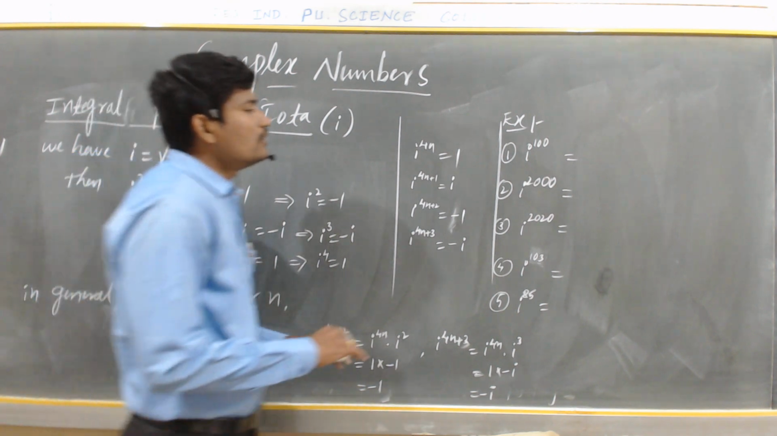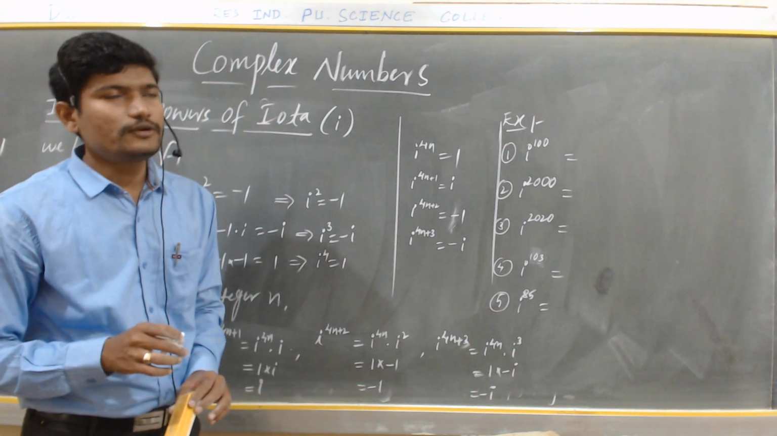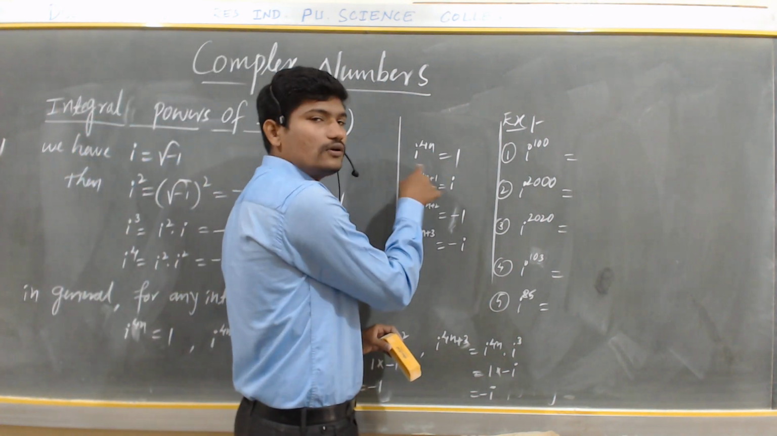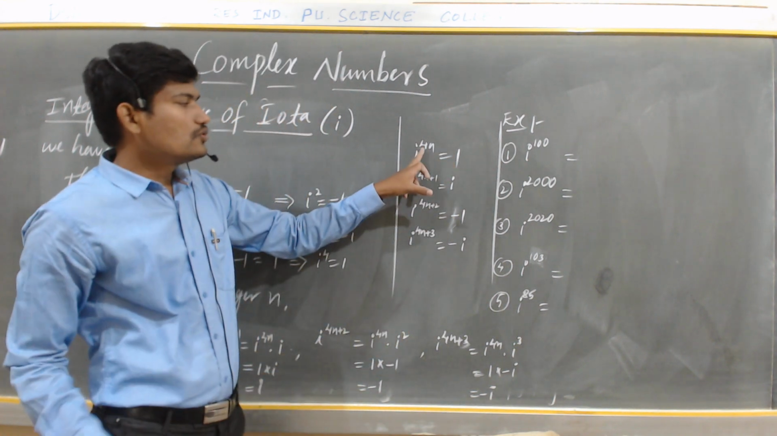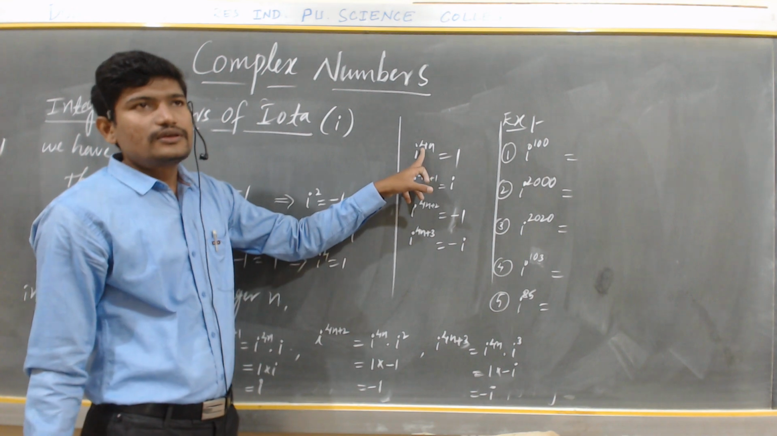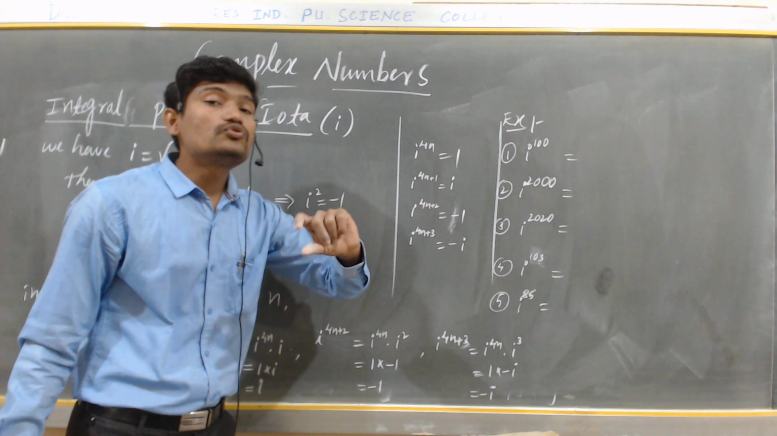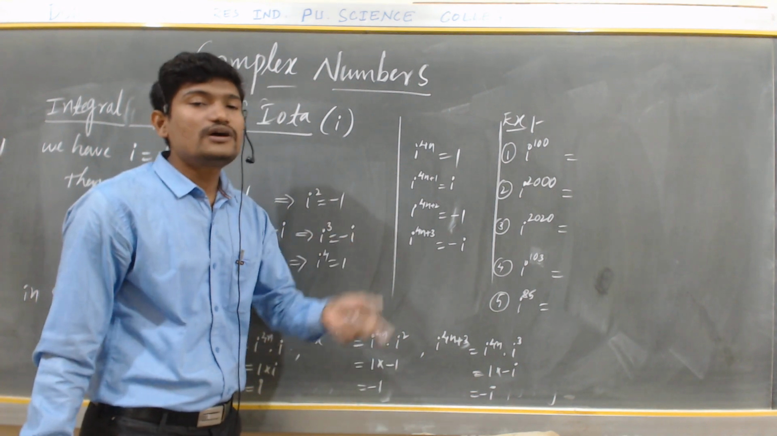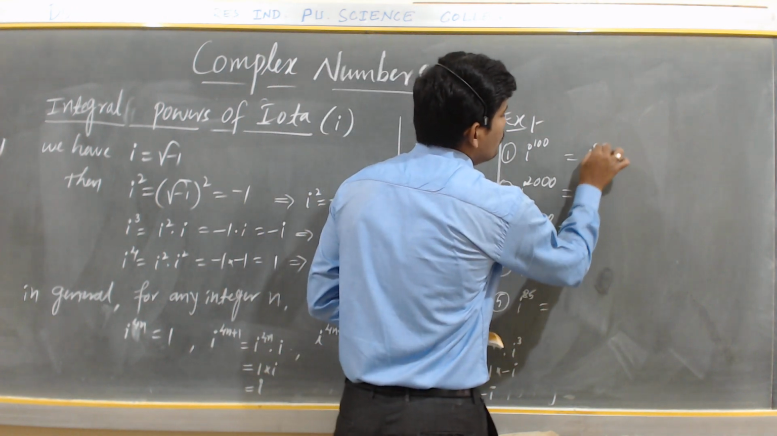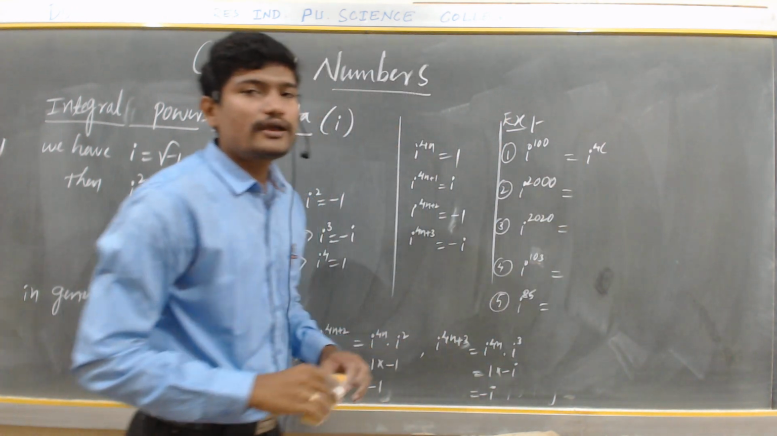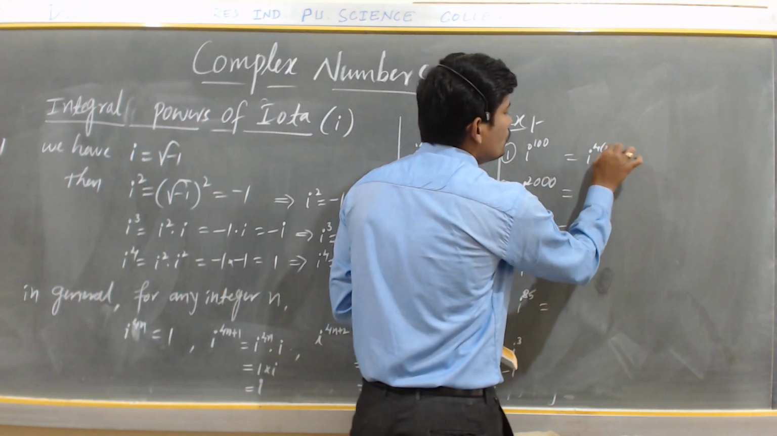Now listen here. i to the power of 100 is there. We will solve it with the help of this formula. Check here: 4 times how much is 100? 4 times 25 is 100. So can we write i to the power of 4 into 25? Yes, 4 into 25.